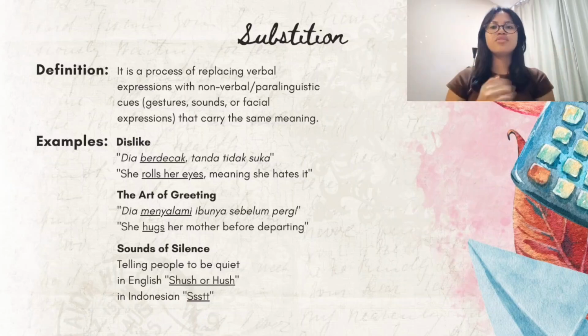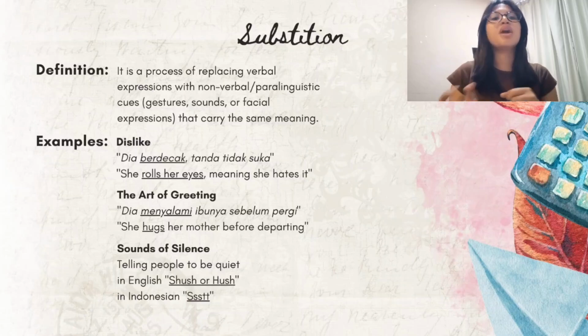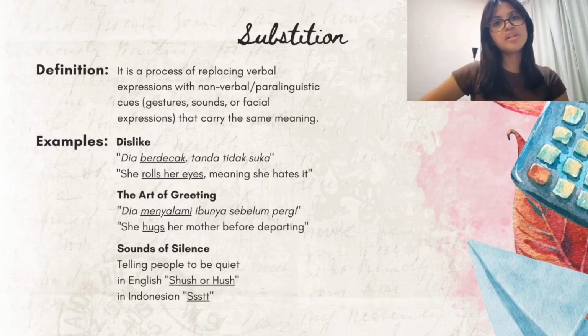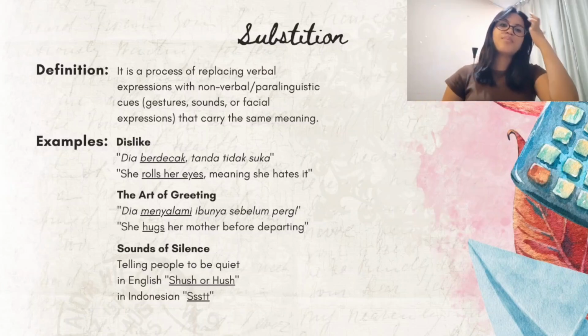However, in English-speaking cultures, people rarely click their tongue for this. Instead, they roll their eyes. So, "she rolled her eyes" is a paralinguistic substitute for the sentence "she hated." Same meaning but different gesture. And then we have example number 2, which is respect.